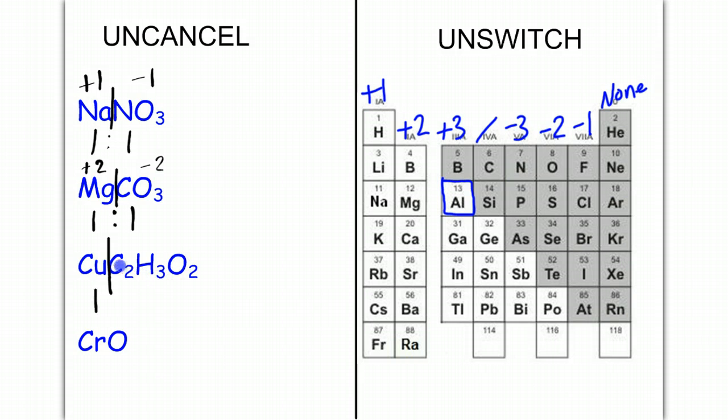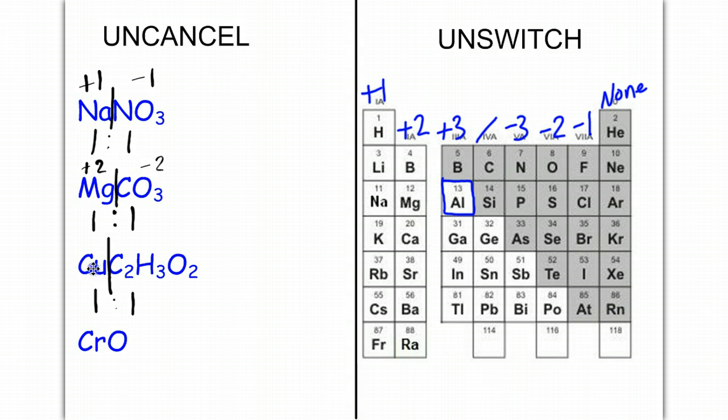So it is a 1-to-1 ratio, and the reason you know that this is only 1 anion is because it's not in parentheses. If it were in parentheses, then we'd have more than 1. So this is a 1-to-1 ratio. So I need to know the charge of one of these two.